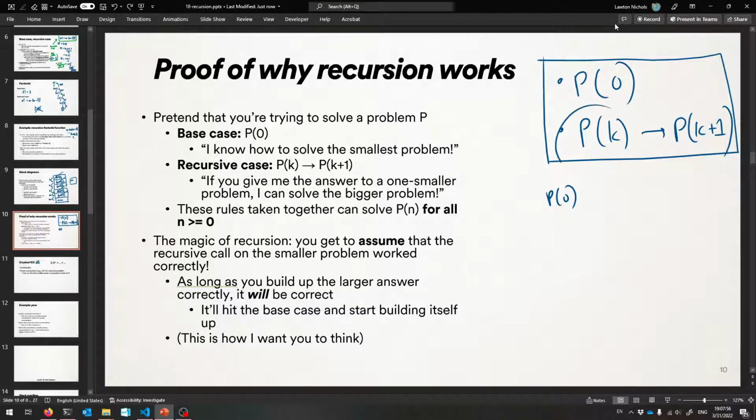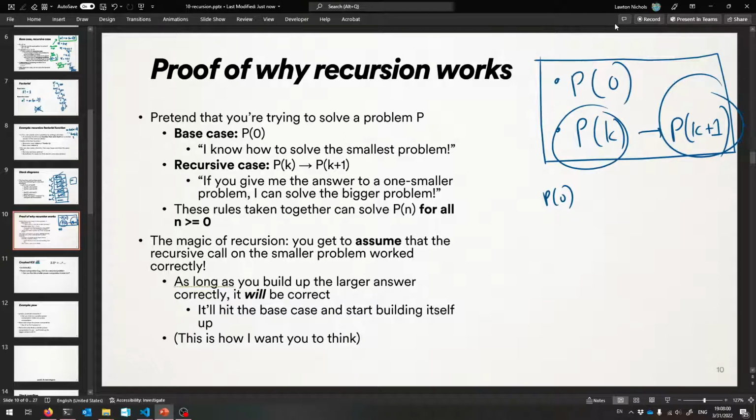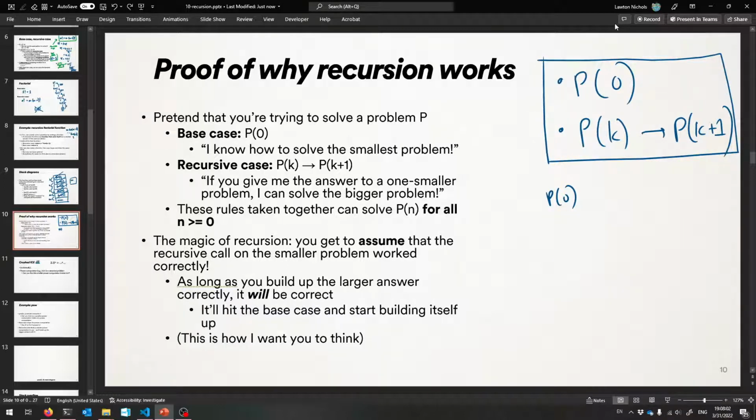Set k to 0. This is saying, if you gave me a size k problem, I can give you a size k plus 1 problem. That's what the recursive rule does. Oh, I have a size 0 problem. That means I can plug it into this and get the answer to a size 1 problem. And now suddenly I have the answer to the problem that is 1 bigger. Okay? And now I can plug it into the recursive rule, set k to be 1. It's like, okay, you give me a size 1 problem, this rule knows how to give me a size 2 answer.